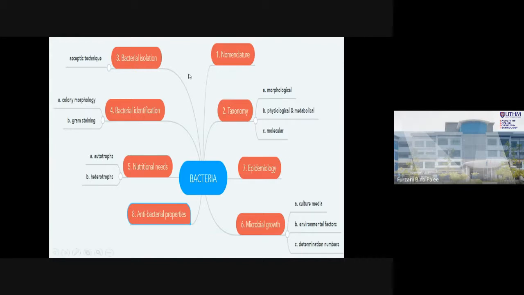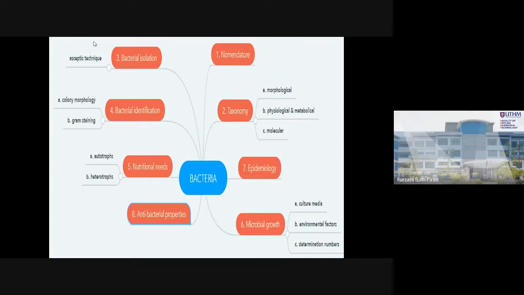Then next, we're going to learn about bacterial isolation and why we want to isolate bacteria. During bacterial isolation, the aseptic technique is very important to achieve pure colonies. Next one is bacterial identification. Once we have successfully isolated the bacteria, it is time for us to identify. For bacterial identification, there are two most basic and common methods that we're going to learn. The first one is colony morphology and the second one is the gram staining process.